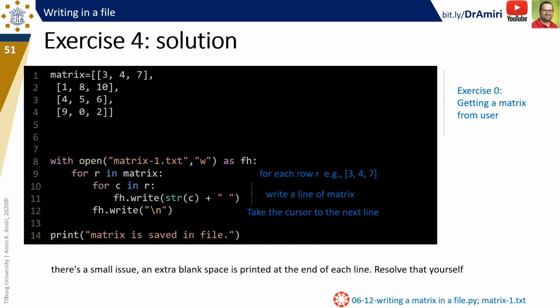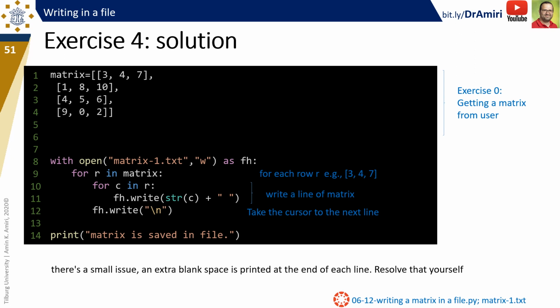Here is the answer to this question. As you can see in line 8, I used a with statement to open the file to make sure that the file is closed properly at the end of my commands that are related to this file. In line 9, I will iterate through the list in the matrix, which is a list of lists. So R would be the list of 3, 4, 7 the very first time that line 9 is executed.